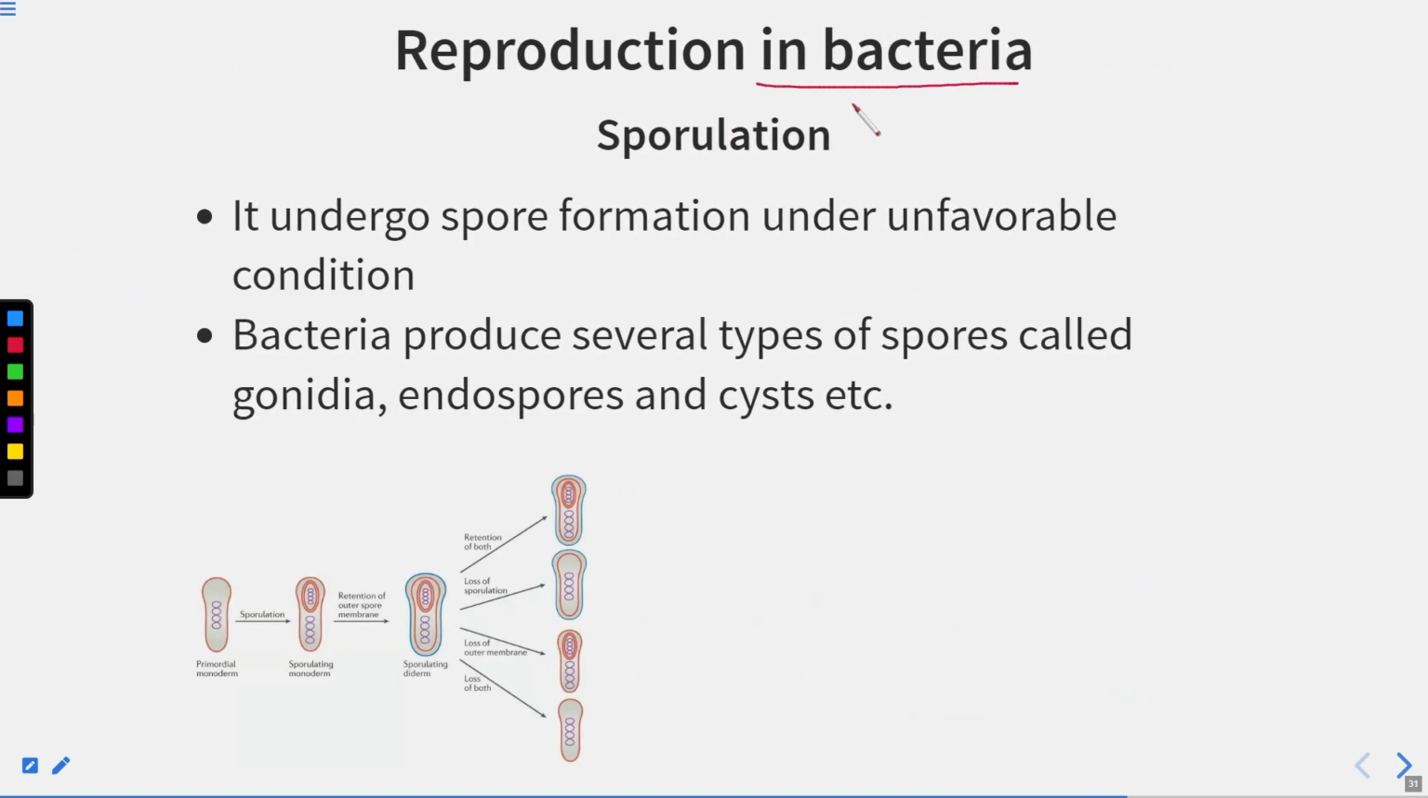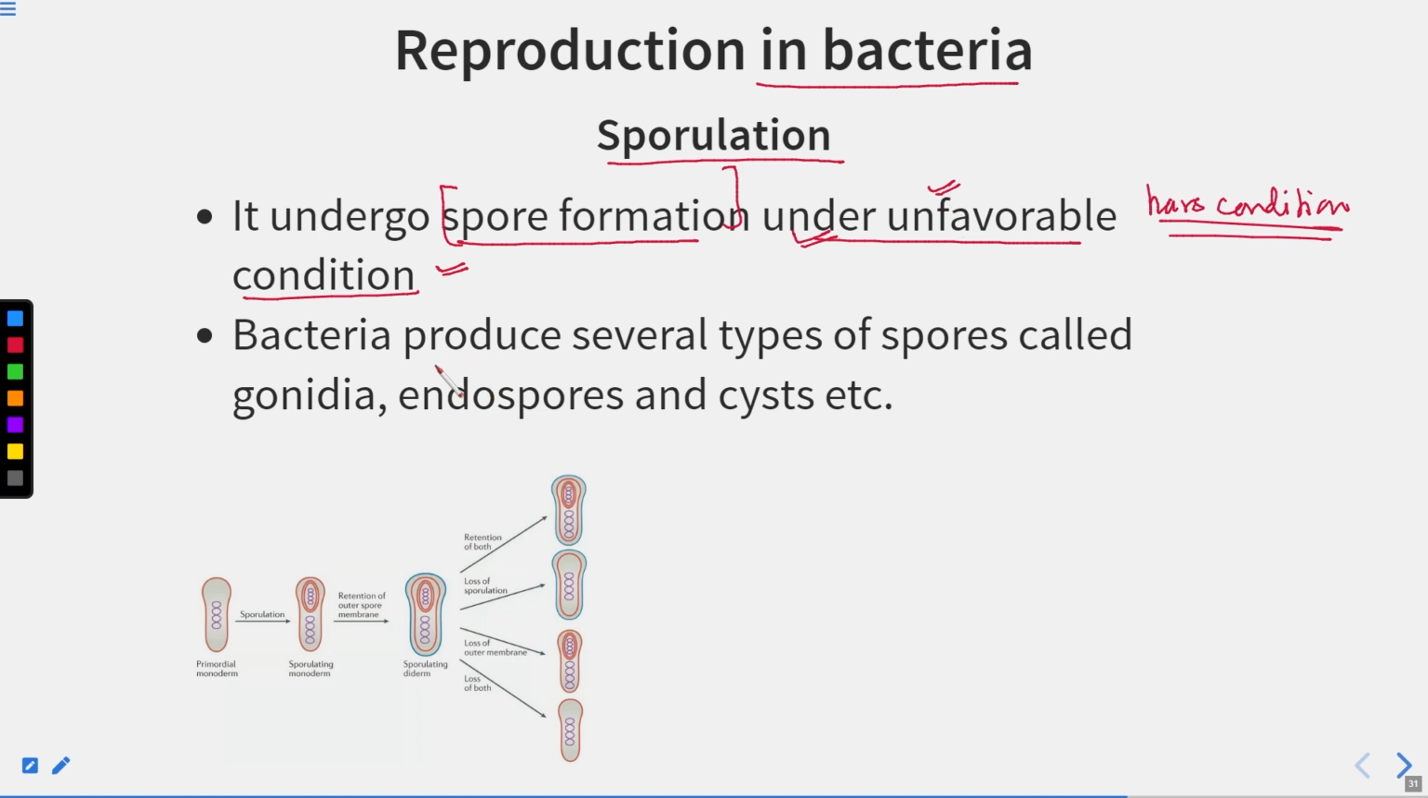Reproduction in bacteria, sporulation. It undergoes spore formation under unfavorable condition. This spore formation occurs under the unfavorable condition, means the condition that is not favorable. Harsh condition, we can say. Water is not available. Food is not available. That is called the unfavorable condition.